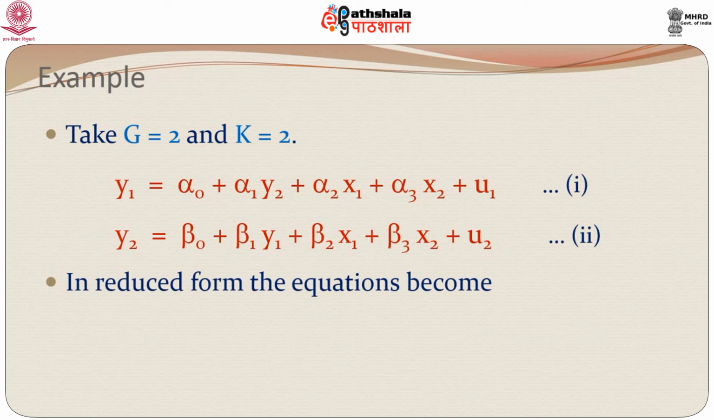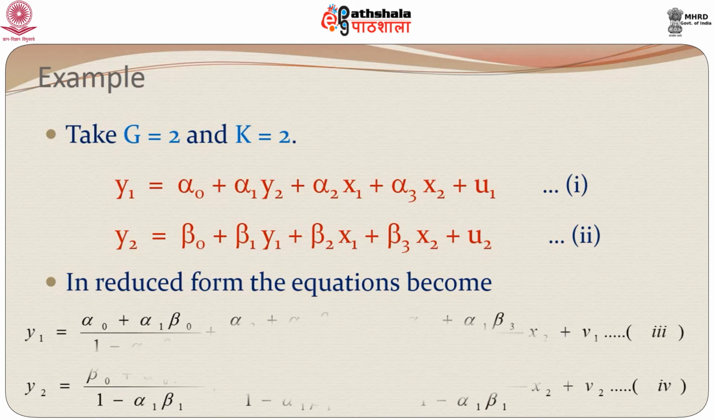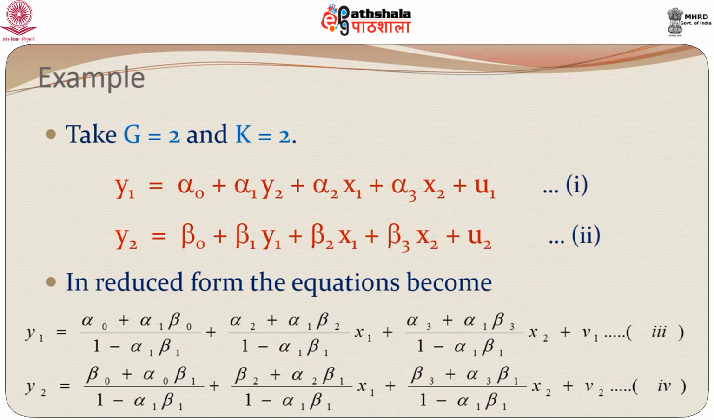Now, in the reduced form the equations become y1 equal to this expression in 3 and y2 is the expression in 4. How did we get this? This is simple. Take y2 from 2 and substitute it in place of y2 on the right hand side in 1, and then you solve for y1, because once you substitute for y2 it becomes a function of x1 and x2, and then you simplify and write it in terms of y1. So, you get the equation 3.